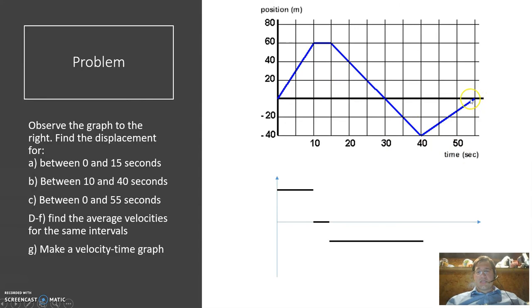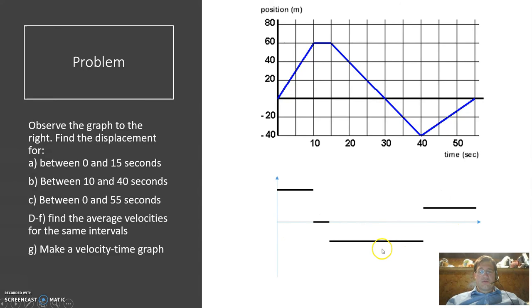And then this last piece here, we went all the way over for 15 seconds, and we rose 40. So 40 divided by 15 is going to give us approximately 2.6 repeating. So that would put it over here.